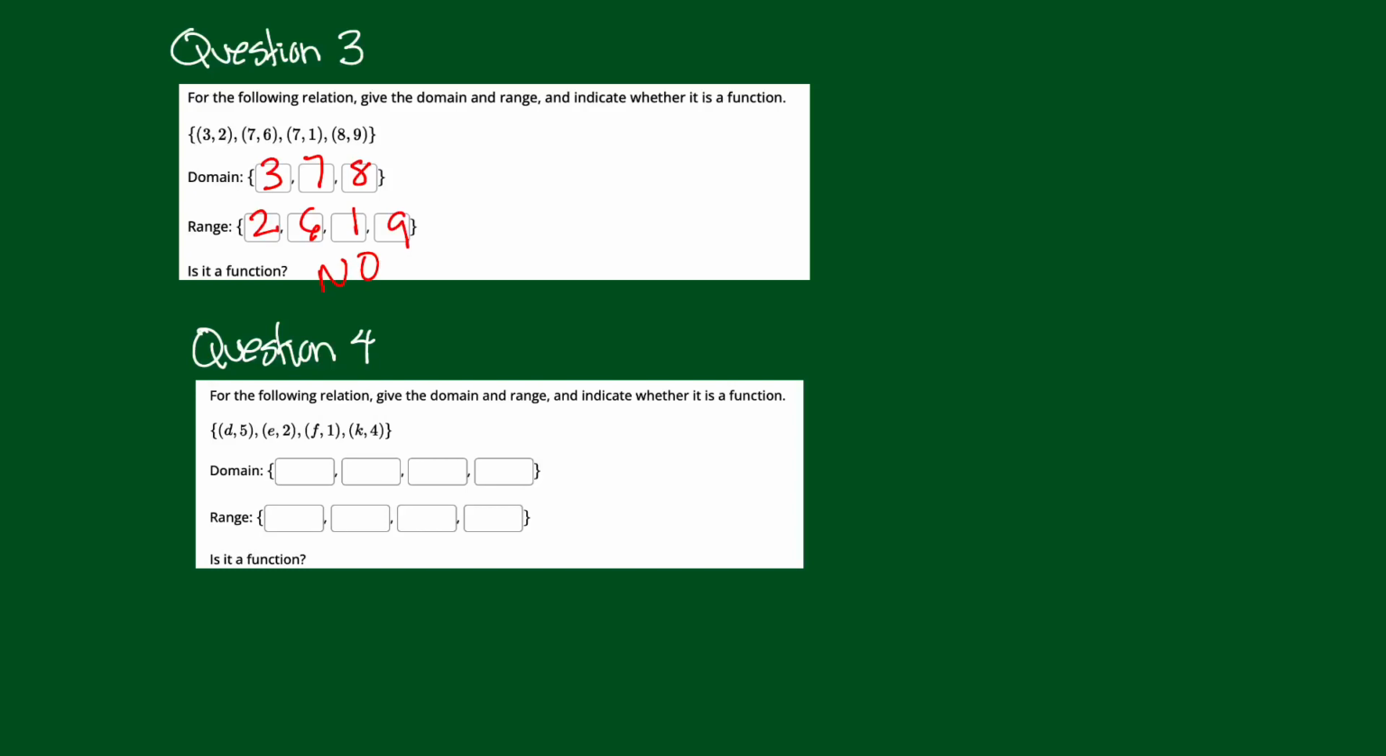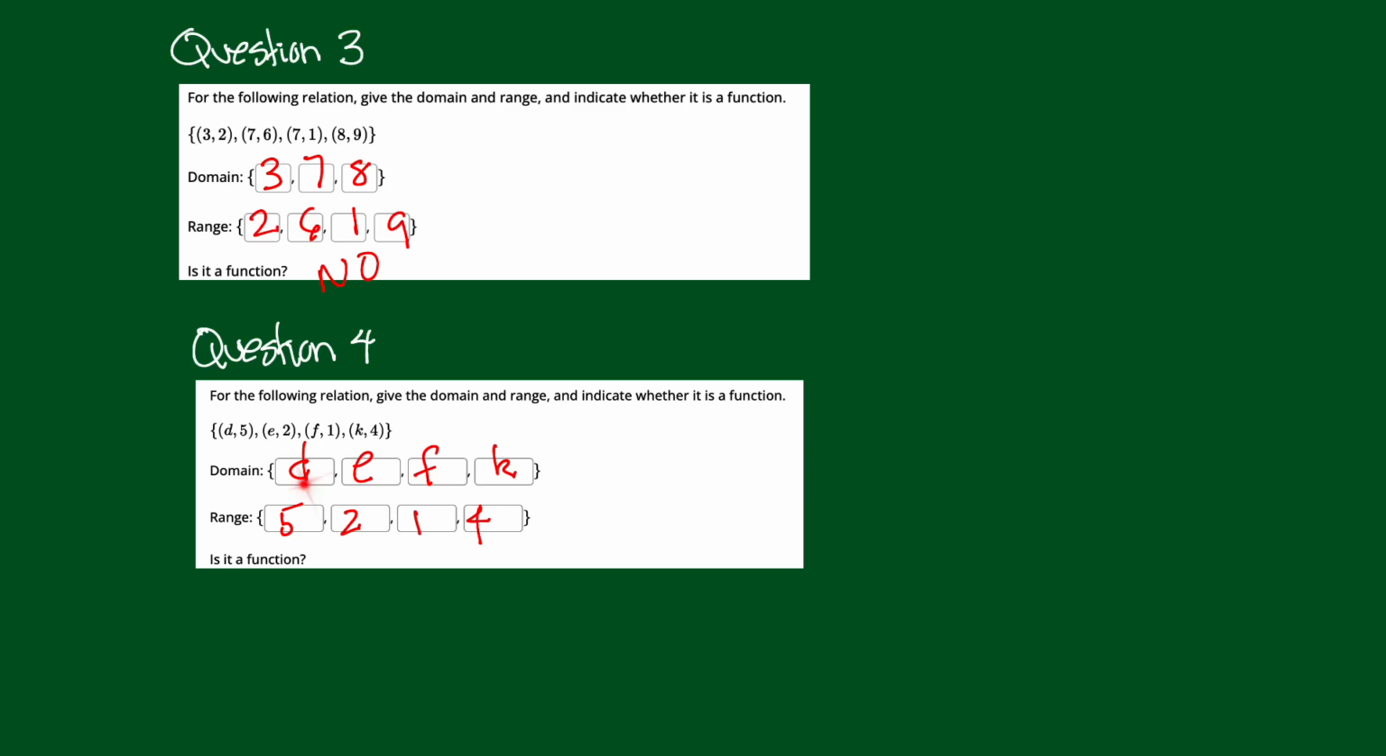Homework set 4. What's the domain here? What are the first elements? I see a D, an E, an F, and a K, and that's the domain. The range is the collection of second elements. I see a 5, a 2, a 1, and a 4, and is it a function?